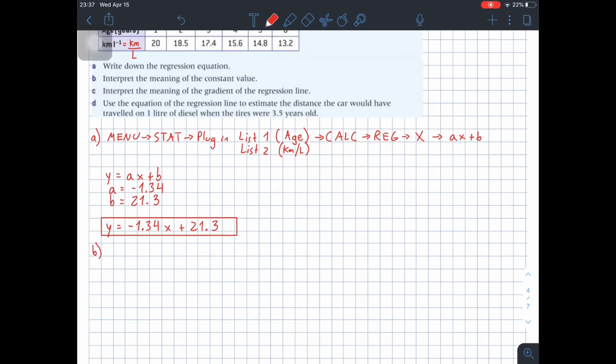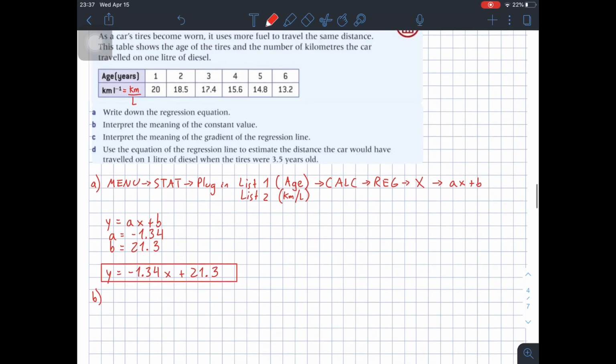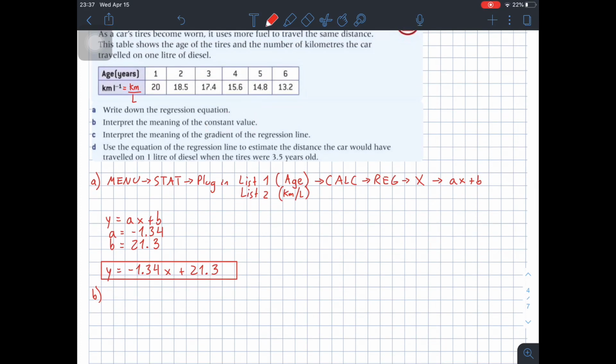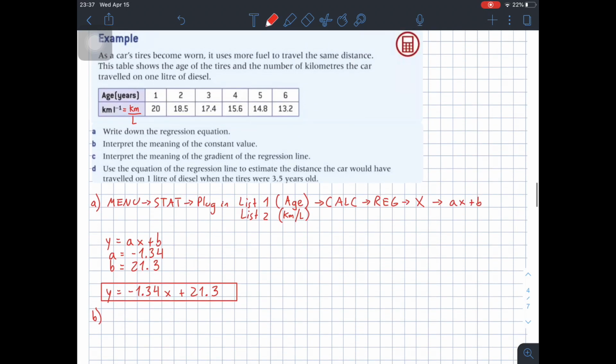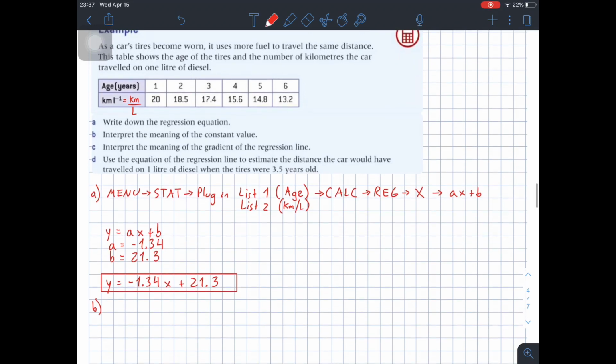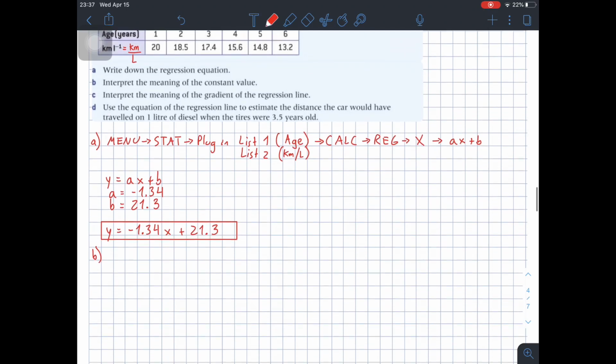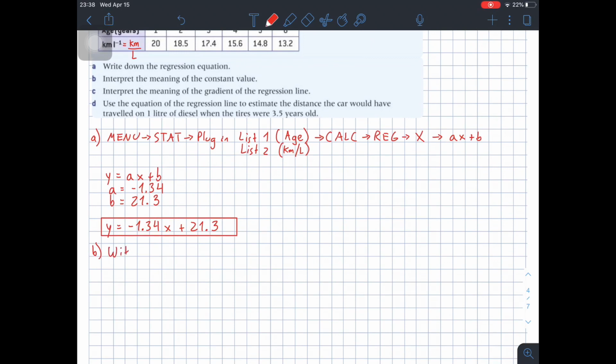Then part B says, interpret the meaning of the constant value. The constant value is referring to the independent term, which is the value of b. In this scenario, what do you think the value of b represents? The value of b, in this case, would represent the distance per liter covered by the car if the tires were new, right? If the age of the tires was zero, right? So that's what it represents. It represents that with brand new tires.